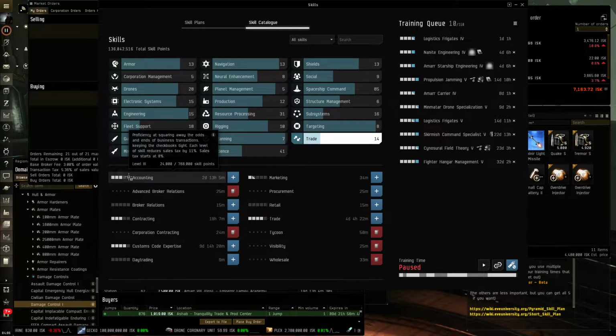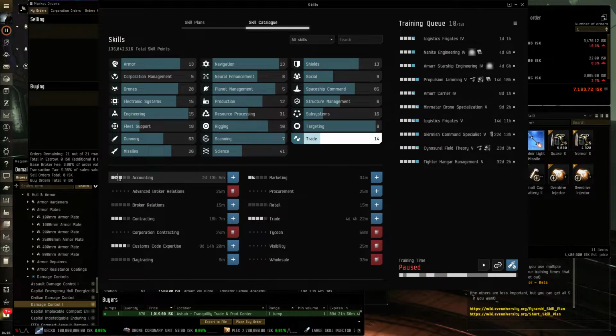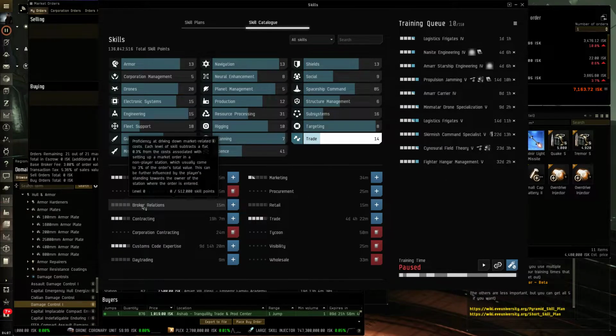Our sales fee is going to be like 5.36 instead of, I think, 8 base. And actually, you know what? Alphas can't train accounting, but they can train broker relations to level 2. So it further influences the sales tax. Broker relations is going to be reduced if you have high standings with, say, Emperor Family.